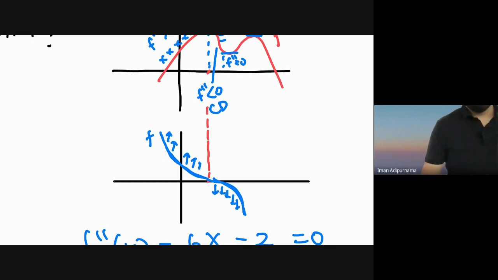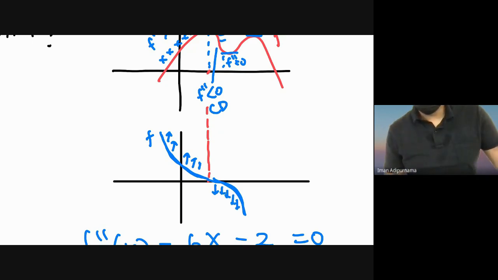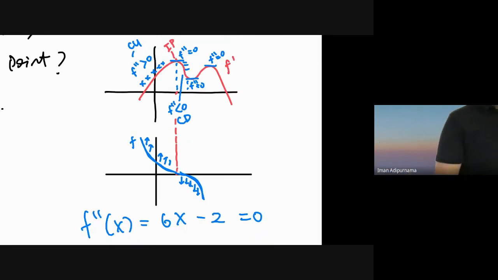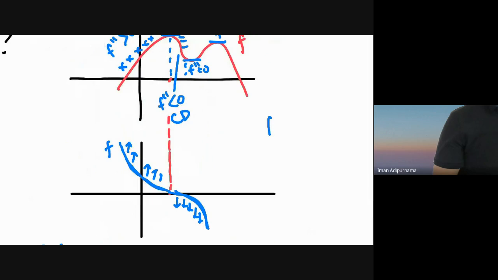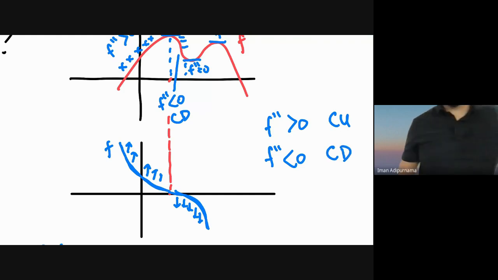If we don't have the graph, then you stick with the definition: f double prime greater than 0 is concave upwards, and less than 0 is concave downwards. We stick with this definition.